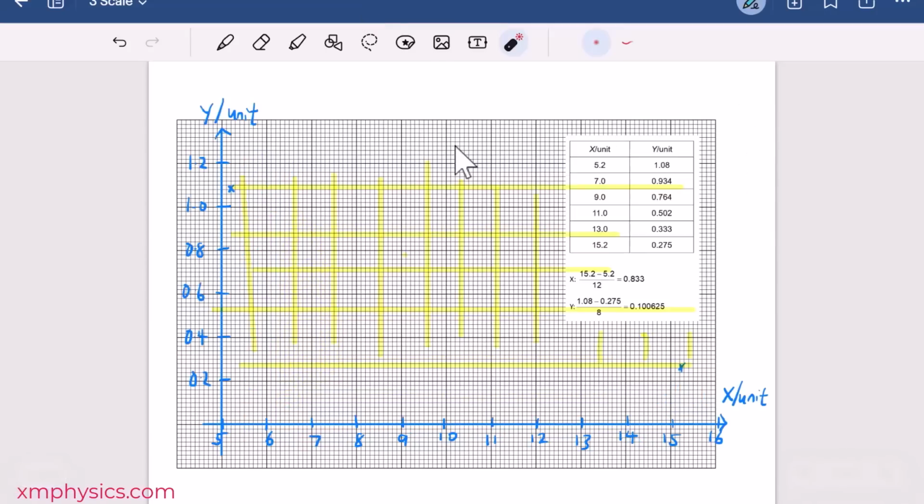See our earlier scale just now? Our x-axis did not start from 0. Our y-axis did, but it doesn't have to. We could have started from 0.2 here, 0.4 and so on, because we are only concerned with spreading our data out across the graph paper.